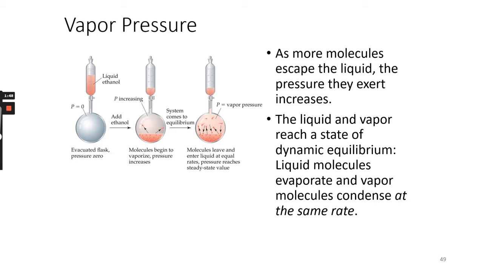So as more molecules escape the liquid into the gas phase, the pressure will increase until you reach your equilibrium pressure. So the liquid and the vapor will reach a state of dynamic equilibrium. That's when the liquid is vaporizing at the same rate that the gas is condensing. Okay, and that is called your equilibrium vapor pressure.